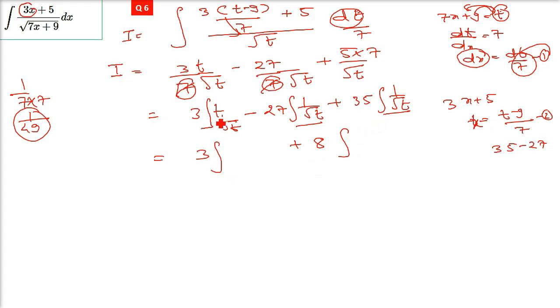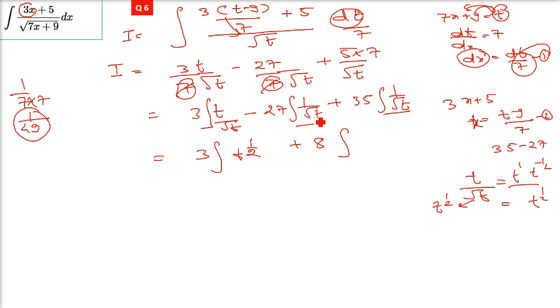Now let us turn our eyes towards the integration. T by under root t. T is t only, t raised power 1. Under root t in the denominator is t raised half, and when this goes up, it will become t raised minus half. When the bases are same, the exponents get added. So 1 minus half is half only.